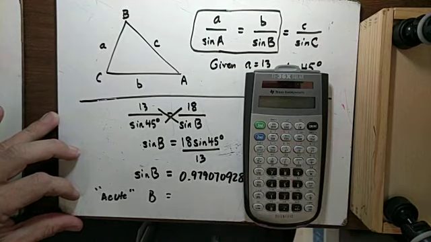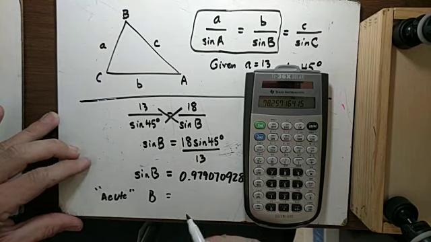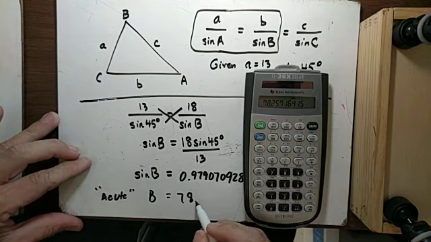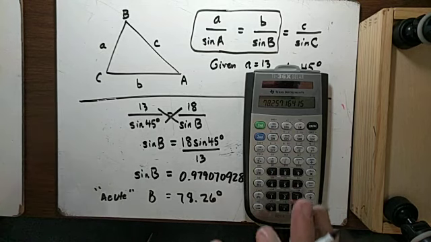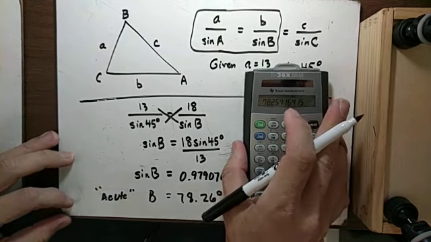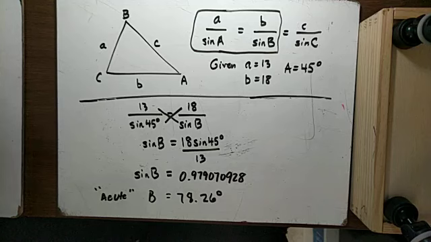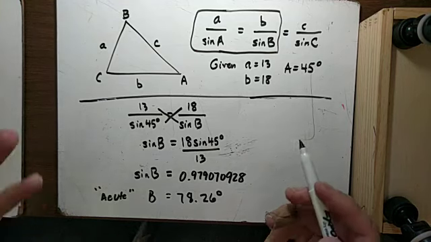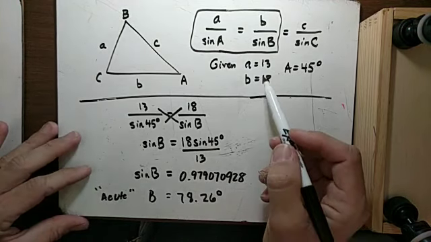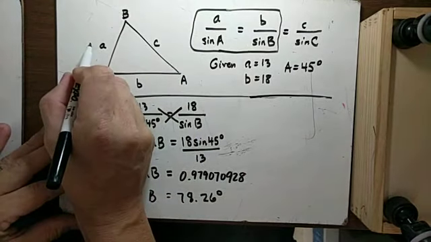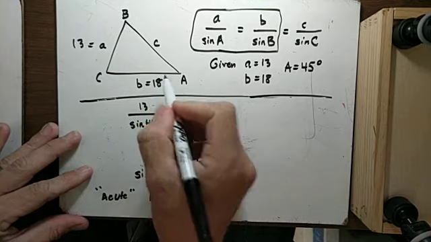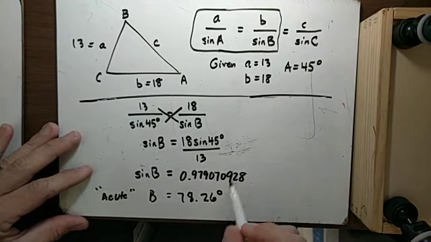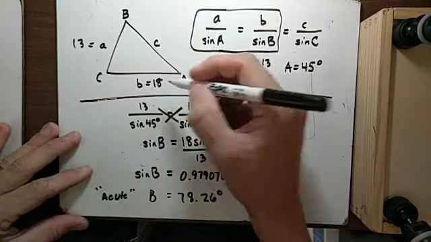So second sine. All right, so 78, now I can round off, 78.26 degrees. So if indeed angle B is 78.26 degrees, then I can start filling in some stuff, right? So again, let's look at this. A was 13, B is 18. Angle A was 45 degrees.